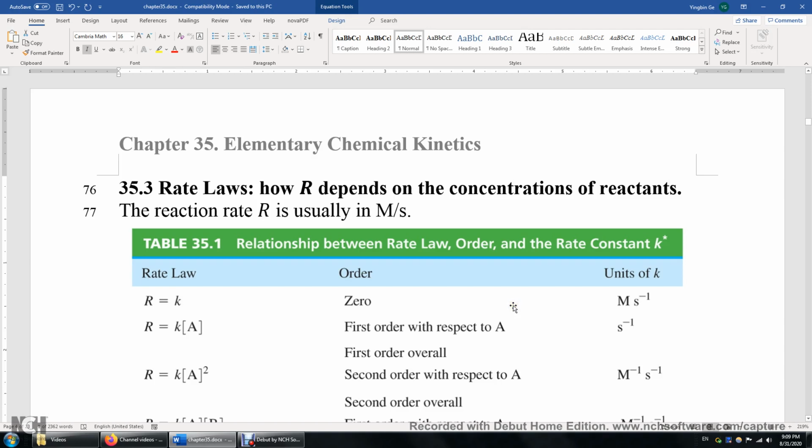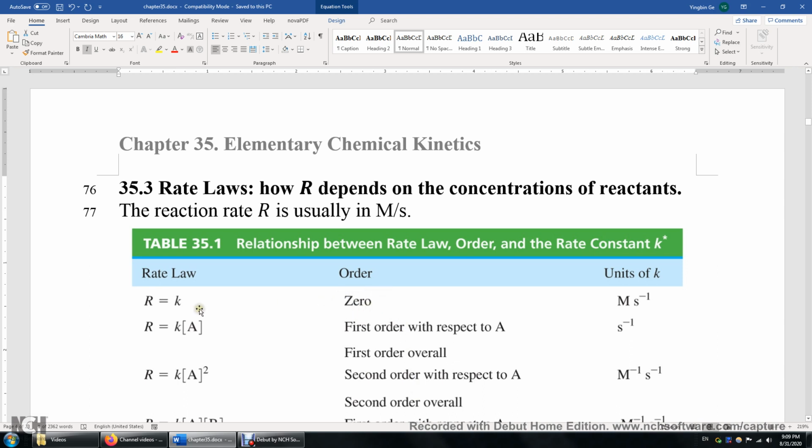Section 35.3 Rate Laws. How R depends on the concentrations of reactants. This table summarizes the rate laws for the 0th order, 1st order, 2nd order, and down there 3rd order reactions. Let's look at 0th order.